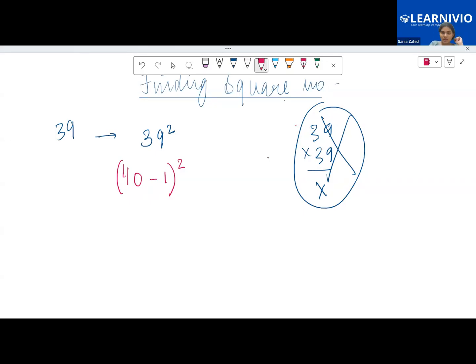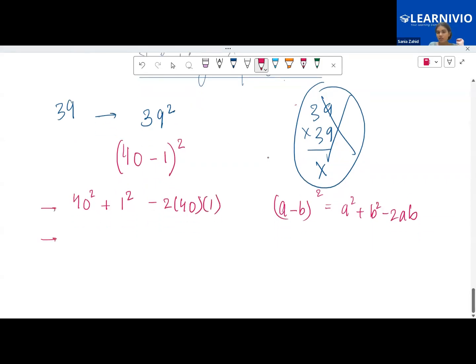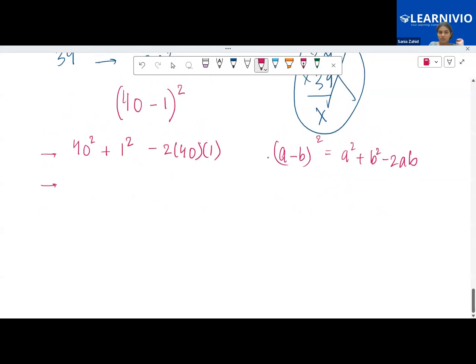See, this becomes A minus B whole square, which is opened as A square plus B square minus 2AB. Okay, this is how you open up this identity. So here 40 is A and 1 is B. So it becomes 40 square plus 1 square minus 2 into 40 into 1. This is how you open it. Now, what is the square of 40? 40 into 40 becomes 1600 plus 1 into 1 becomes 1 minus 2 into 1 becomes 2 and into 40 becomes 80. Okay, now you will just solve it.